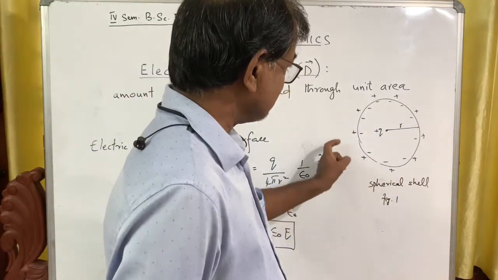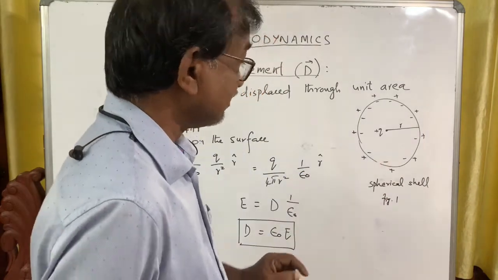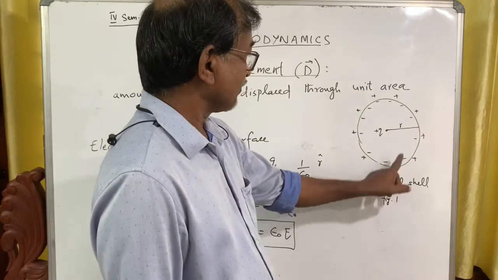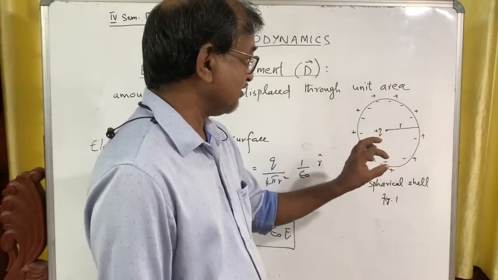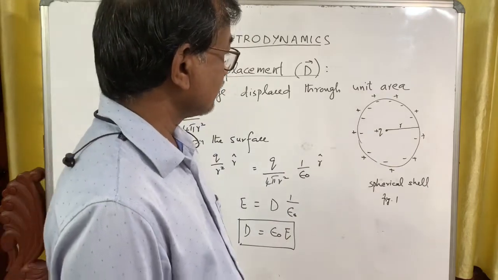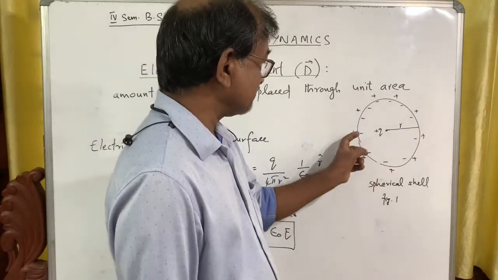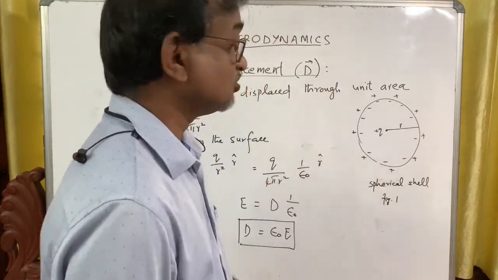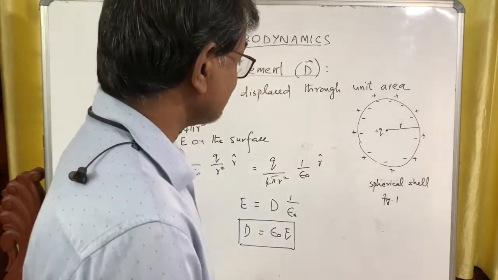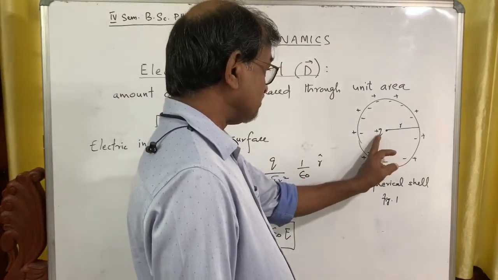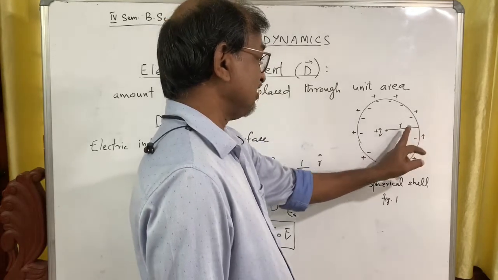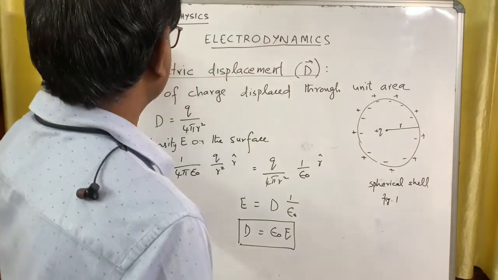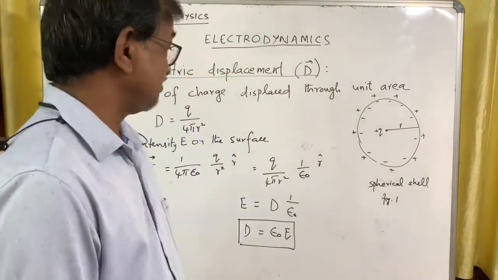Here, you just follow this figure for understanding what is meant by displacement of charge. This is a spherical shell, and a plus Q charge is placed at the center of the shell. So, by induction, on the inner side of the spherical shell, negative charges are induced, and on the outer side, positive charges are induced. So, this positive charge at the center is displaced through a distance r to the outer surface of the spherical shell. That is why we are calling it electric displacement.